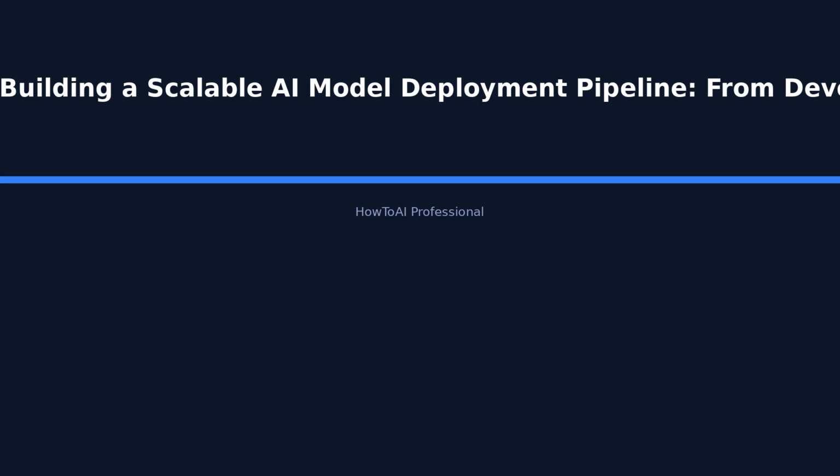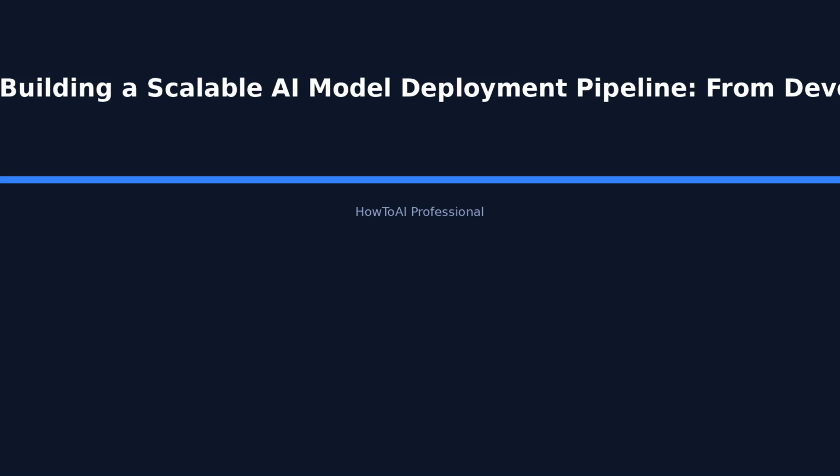To overcome these challenges, consider implementing best practices such as regularly updating documentation for your deployment pipeline to ensure all team members are on the same page. Establishing a feedback loop with stakeholders to gather insights on model performance and areas for improvement. Conducting regular training sessions for team members to stay updated on best practices and emerging technologies in AI deployment.